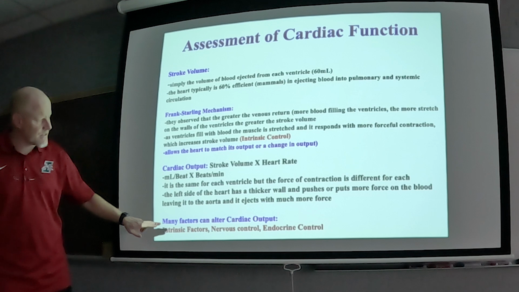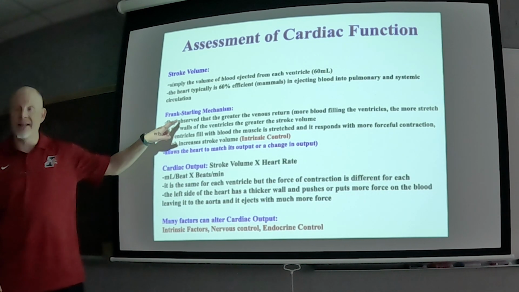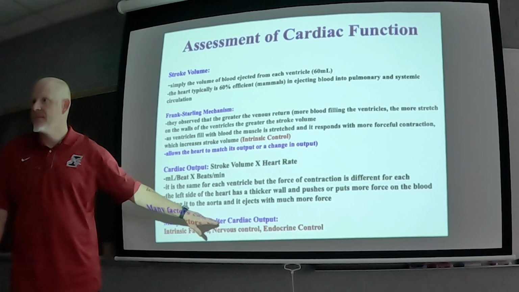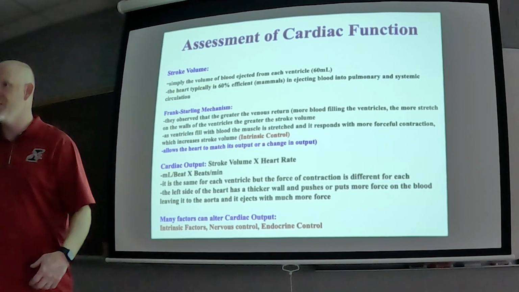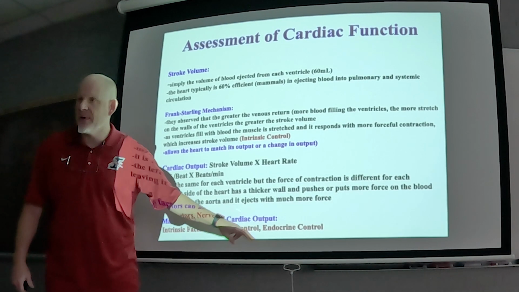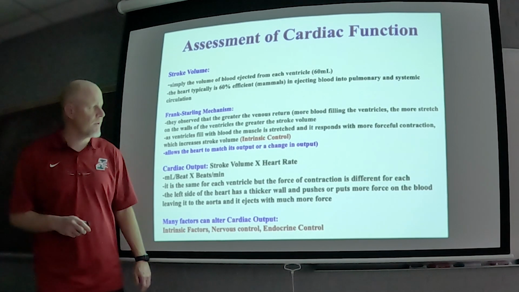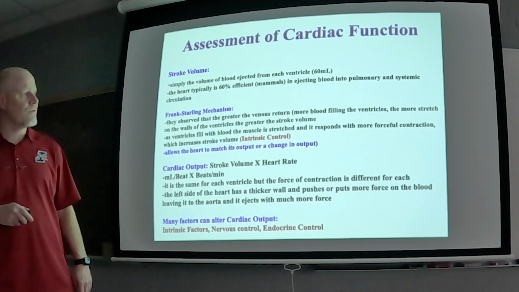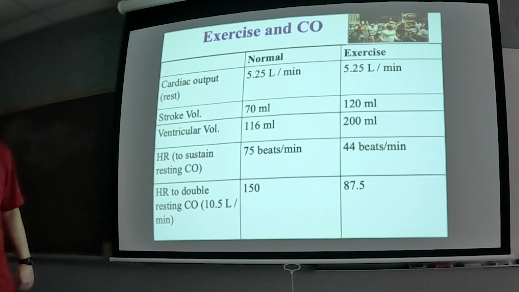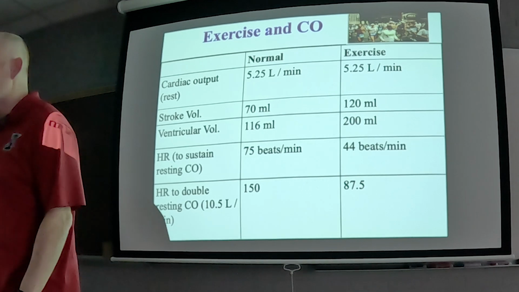Now, many factors can alter cardiac output. So intrinsic factors like this, right? The nervous system. Somebody comes up and grabs you, your heart starts beating harder and faster, right? And the endocrine system can release hormones that tell the heart to speed up or slow down. Well, let's talk about a few of those. I threw this figure in here: exercise and cardiac output. Everybody should do some cardiovascular exercise.